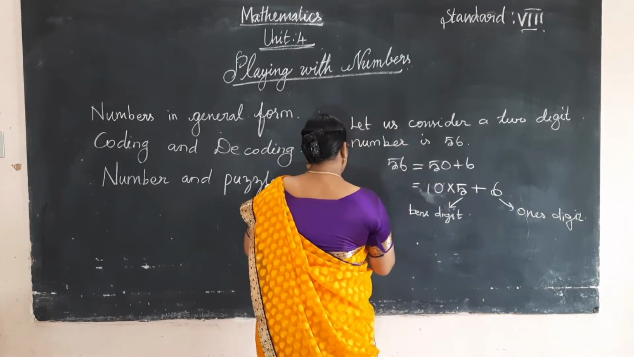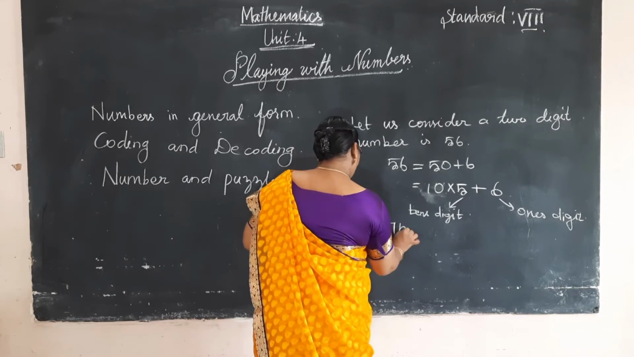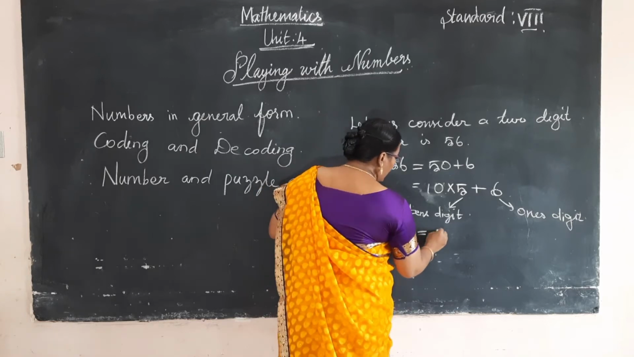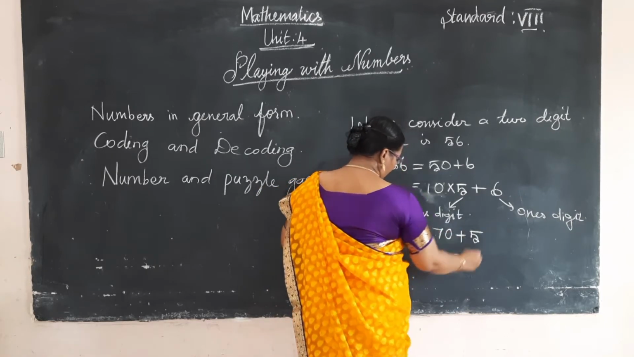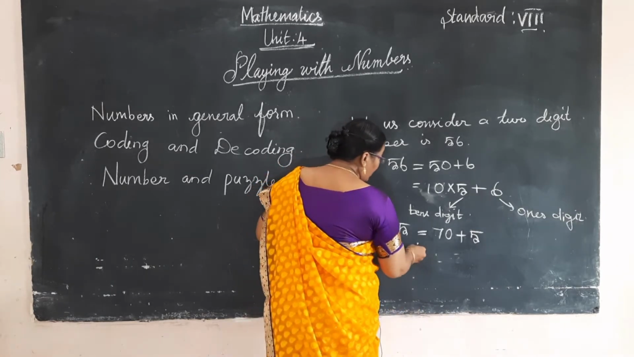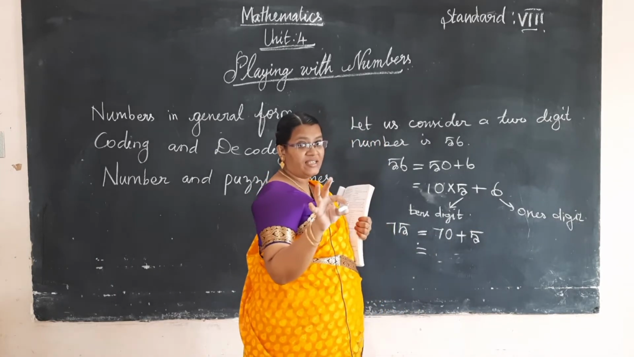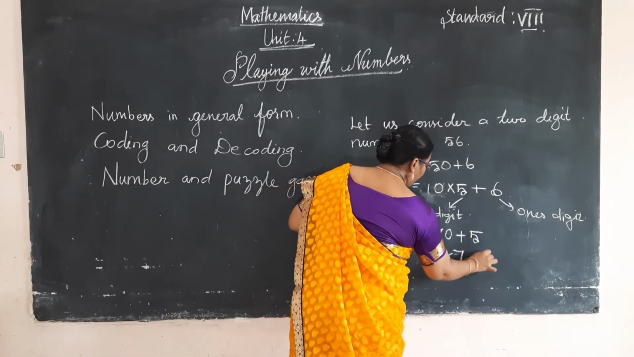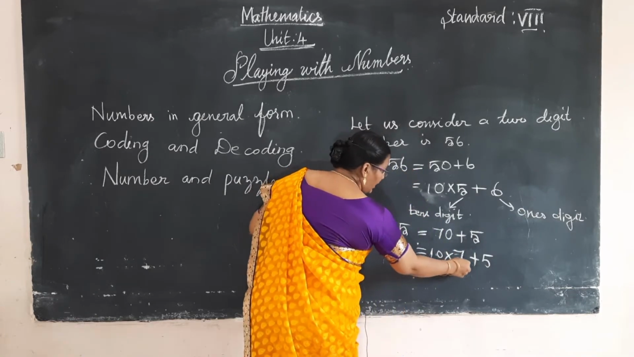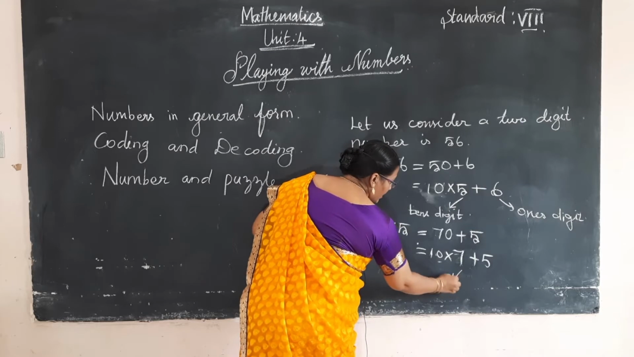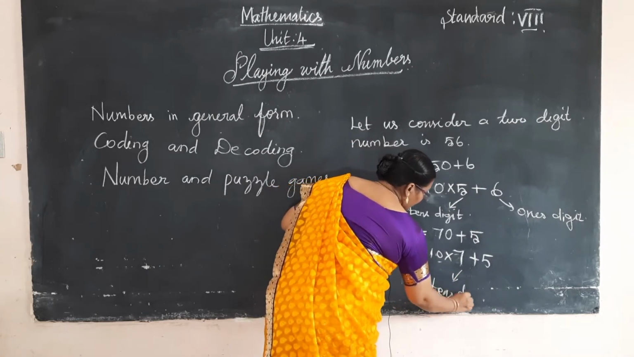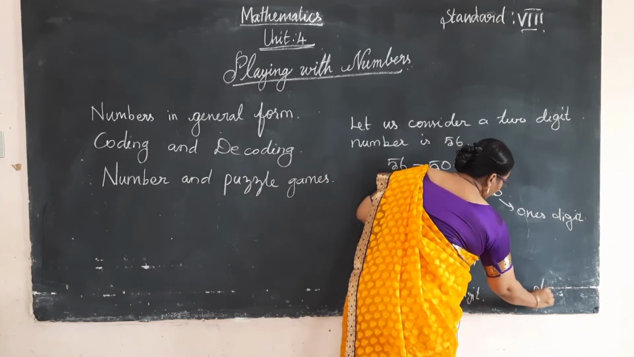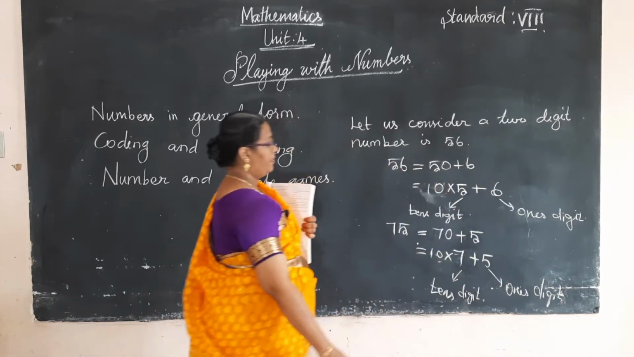Okay, another one of the example, 75. How can you expand this? We have expanded the 75 as 70 plus 5. Okay, so how many tens are there? 7 tens. So 10 into 7 plus 5. Okay, so here this is a tens digit. This is a ones digit. Okay, do you understand?